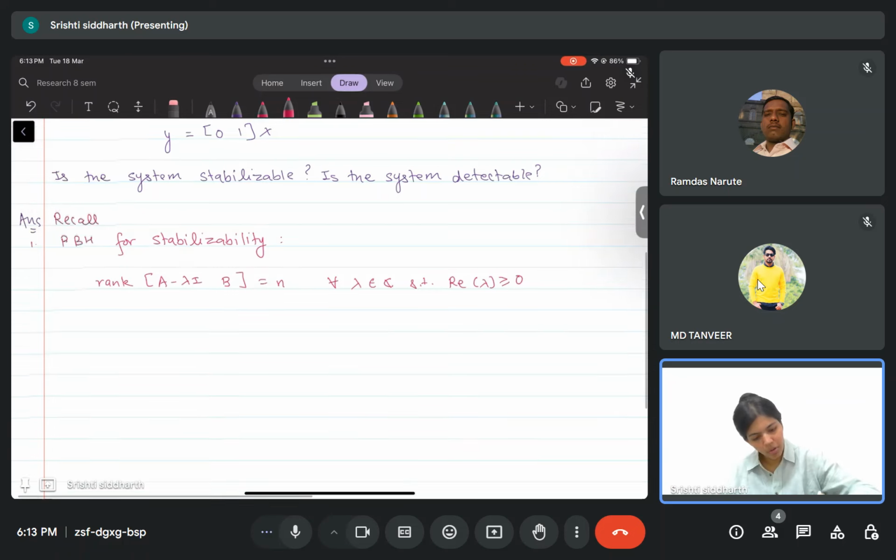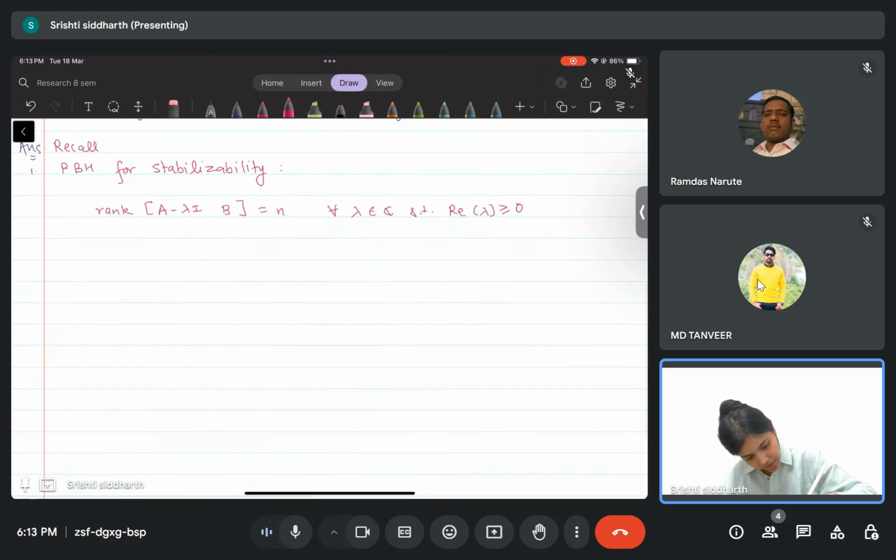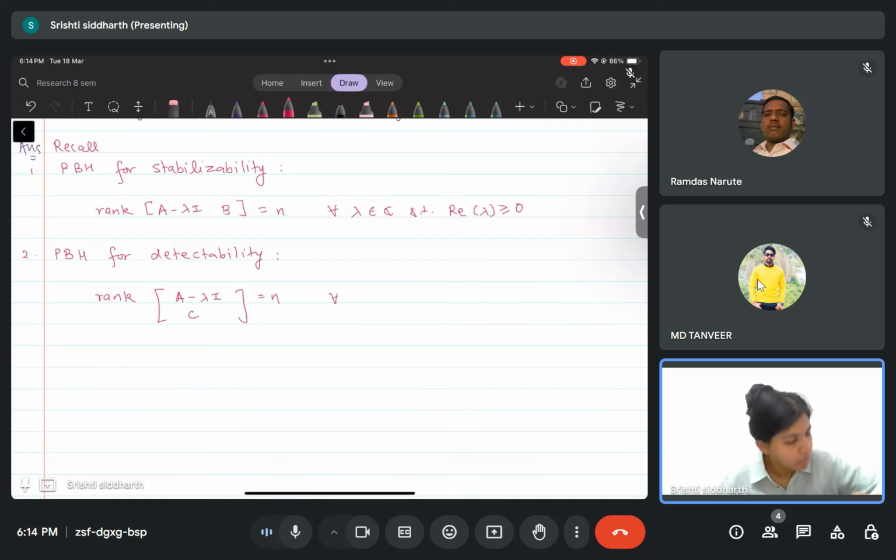Similarly, for the PBH test for detectability, the matrices for detectability and observability are the same. So we have the rank of A minus lambda I stacked with C, and that should be equal to n, again for all lambda such that the real parts are greater than or equal to 0.